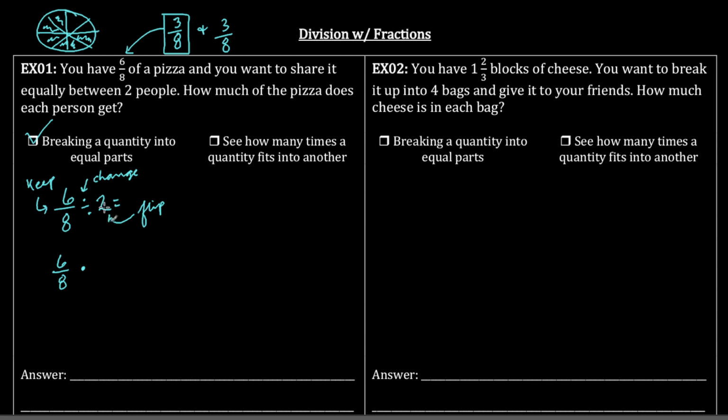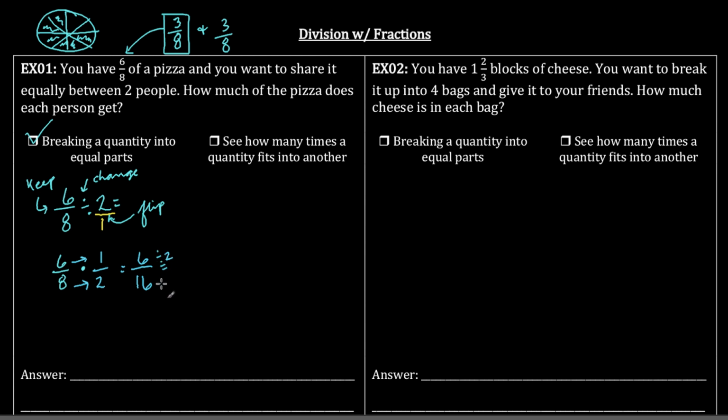Now the question is, how do we flip this? Well, we can't flip it unless it's in fraction form. So I want to put this in fraction form. So 2 over 1. So now if I flip it, it's 1 over 2. And now I just need to multiply these fractions. And when we do that, we multiply across. So 6 times 1 is 6. 8 times 2 is 16. Let's go ahead and simplify this.